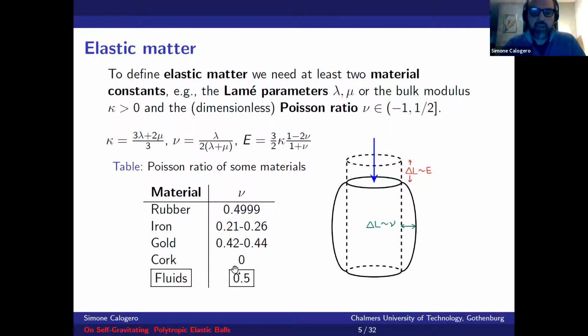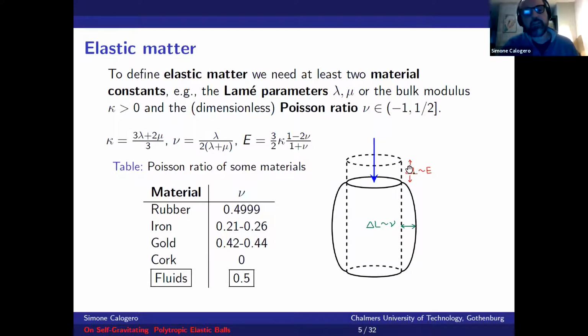For instance, you see cork has a Poisson ratio equal to 0, which explains why cork is such a good material to seal wine bottles. When you insert the wine opener on the top, the cork will not expand in the orthogonal directions, and therefore it's easier to remove the cork from the bottle. Okay, so that's the first difference between elastic matter and fluids.